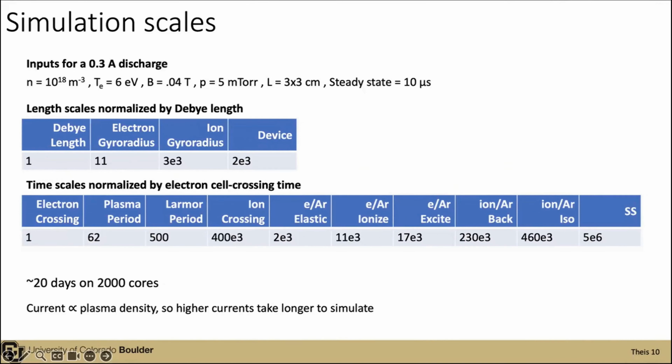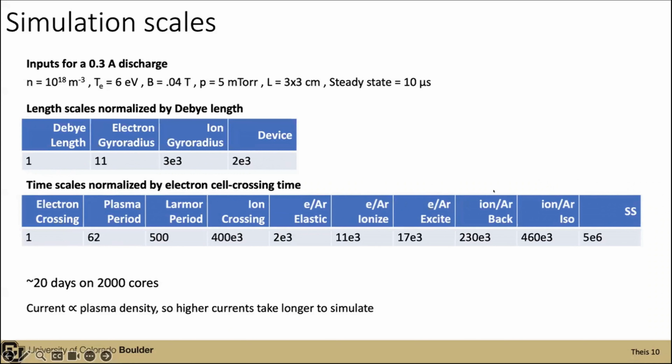And then for timescales in these devices, the smallest timescale is the electron crossing time of this Debye length. And so I've normalized all the other timescales based on that, since this is my time step for these simulations. You can see that at this density, the plasma period is 62 times that crossing time. Larmor period is 500 times, and the ion crossing is 400 times. And this kind of represents a response time of the plasma to different inputs at the cathode.